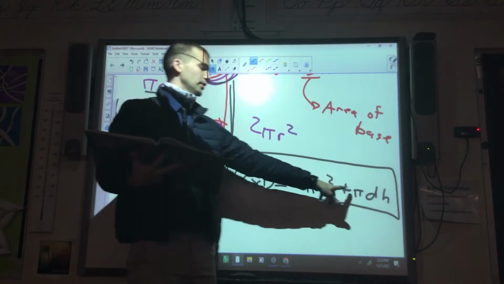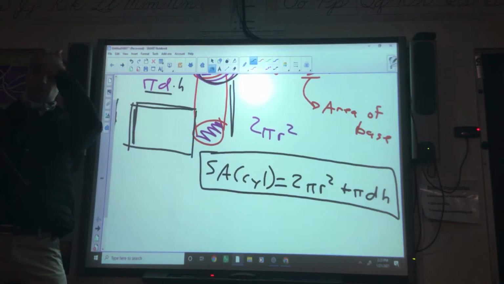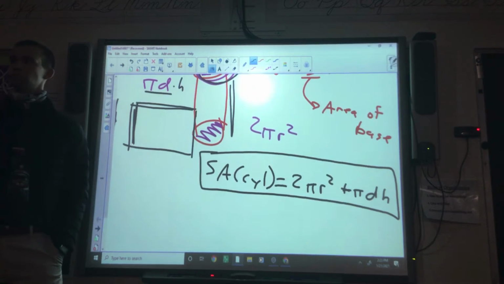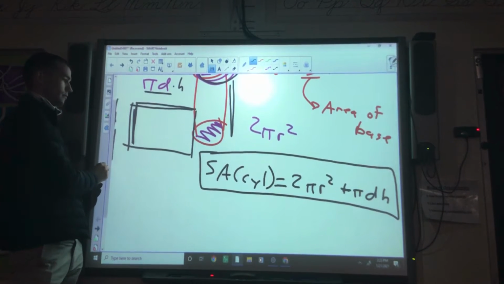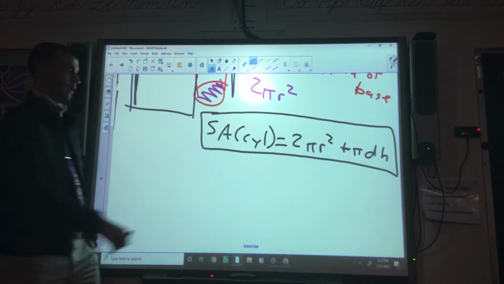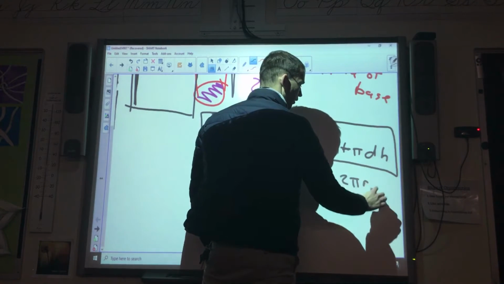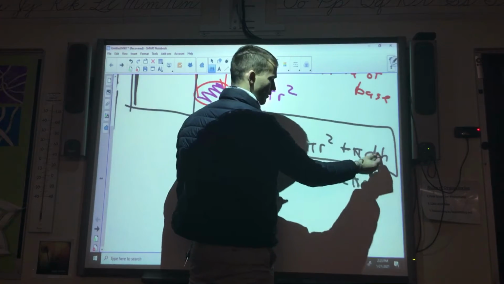So 2 pi r squared plus pi times d times height, but that's not the formula your book gives you. Why? What is the formula your book gives you on page 136? 2 pi r squared plus 2 pi r h. Isn't that a different formula though? Yeah. Okay, so it has 2 pi r squared. It replaces this with 2 pi r h. So pi is the same, and the height is the same.